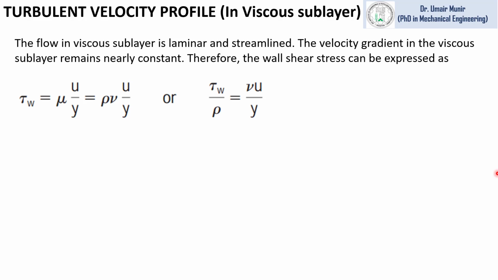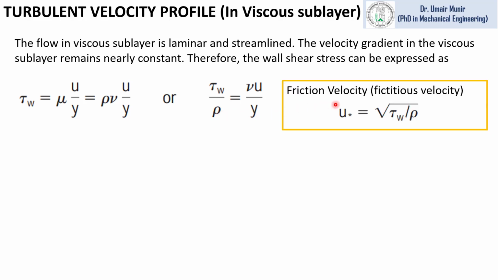The flow in the viscous sublayer is laminar and streamlined. The velocity gradient in the viscous sublayer remains nearly constant. Therefore, the wall shear stress can be expressed as tau W equals mu u over y. After some rearrangement, we can write this equation in this form, where this ratio of tau W, the wall shear stress, divided by rho, the density, can be replaced by friction velocity, which is denoted by u star. It is sometimes called the fictitious velocity.